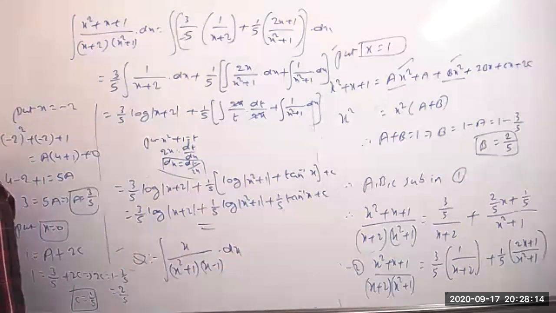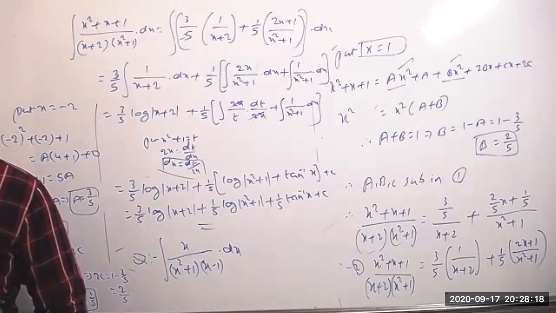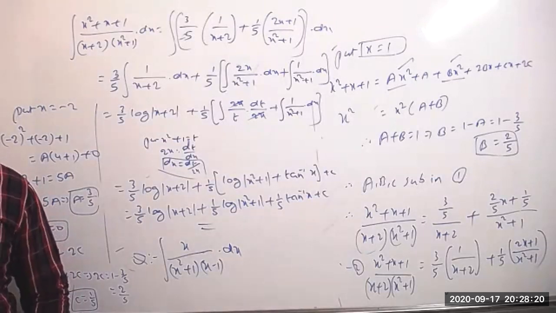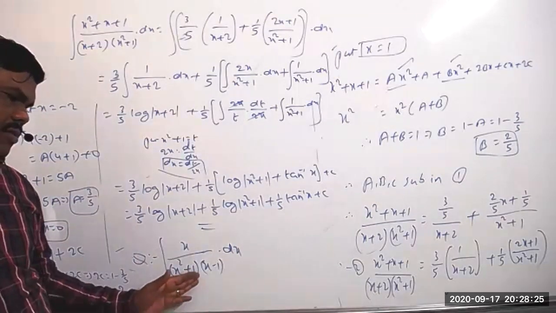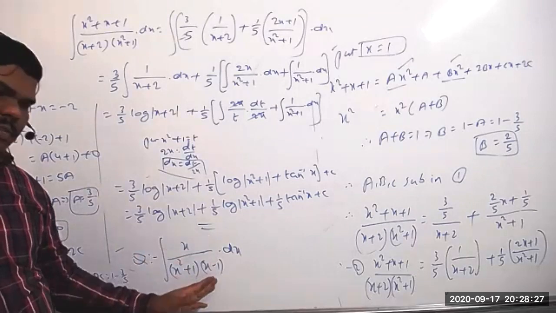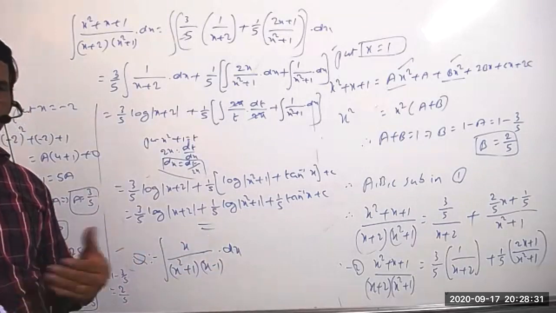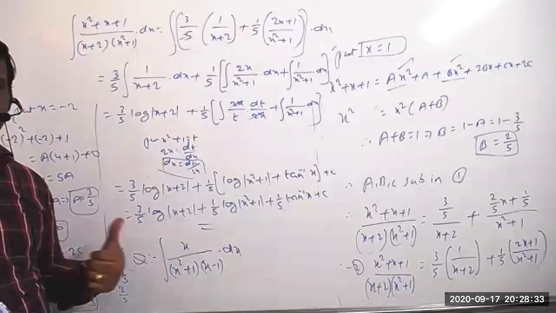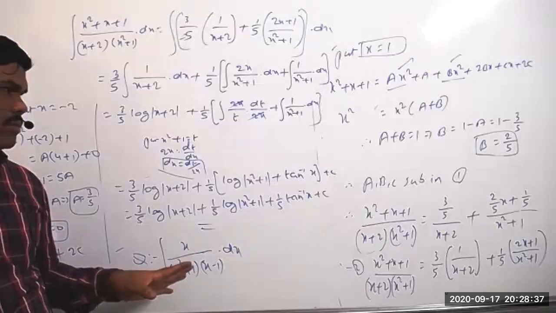x square plus 1. Whatever we take, we'll get the same answer. If we take it in the first one, we'll take ax plus b by x square plus 1 plus c by x minus 1. Take the LCM. Find the values of a, b, c. Later you can substitute them in there, and by applying the integration on both sides again, you'll get the final answer.